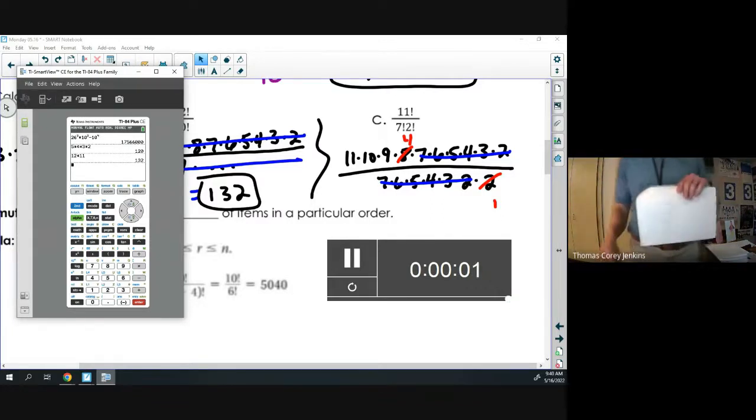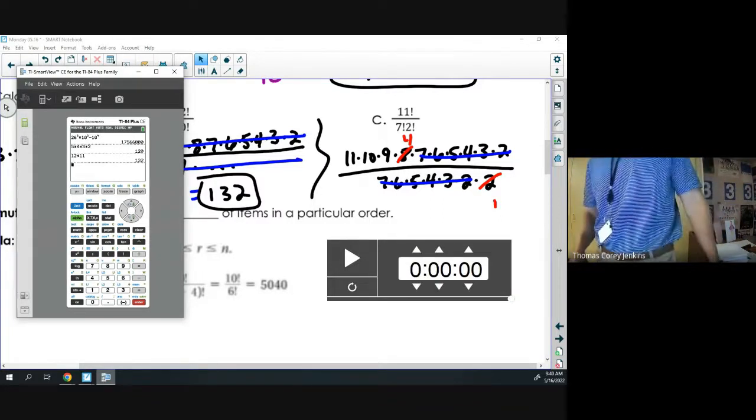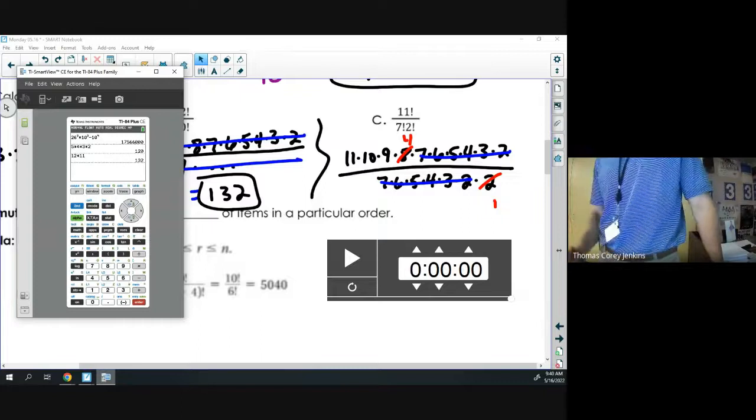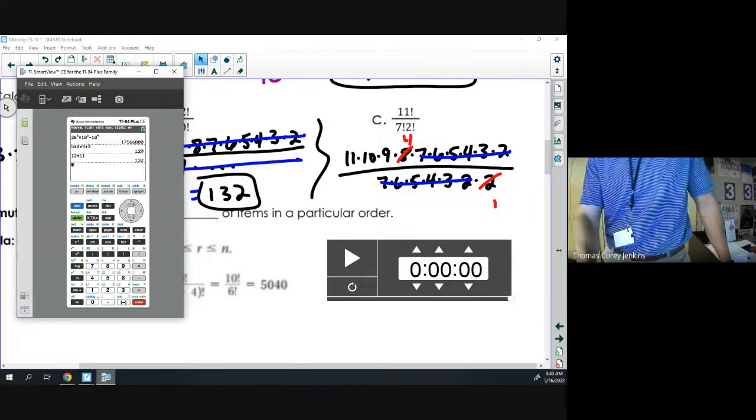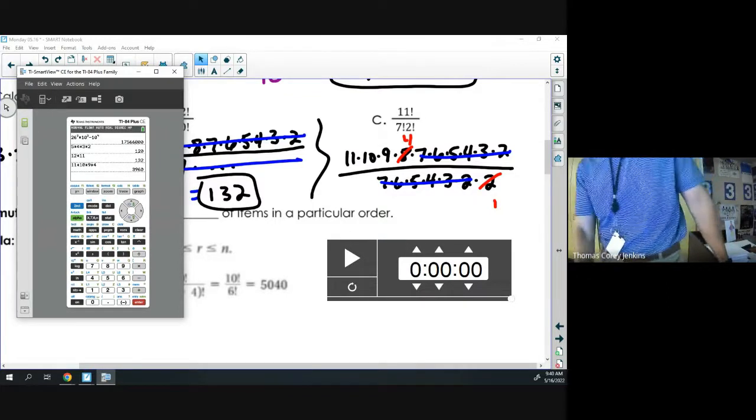Right, still rolling. Okay, so I kind of showed you how you could make some cancellations there, and basically we end up with, the only thing we would really have to type in is 11 times 10 times 9 times 4 should be it, so 3,960.